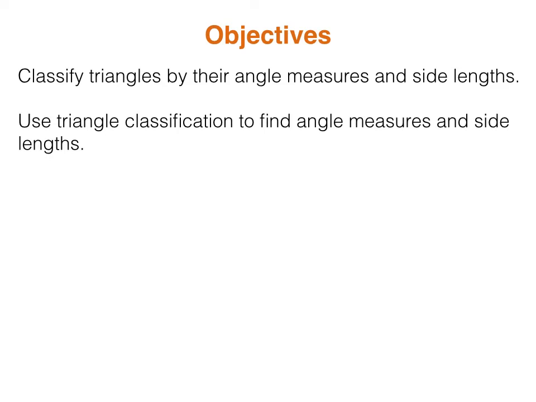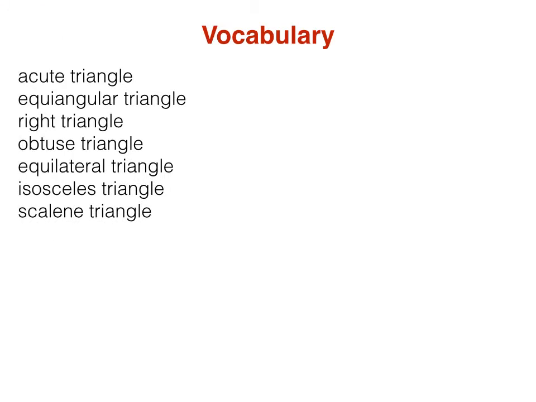Objectives. We're going to classify triangles by their angle measures and their side lengths. We're also going to use triangle classification to find angle measures and side lengths. New vocabulary terms: acute triangle, equiangular triangle, right triangle, obtuse triangle, equilateral triangle, isosceles triangle, and scalene triangle.